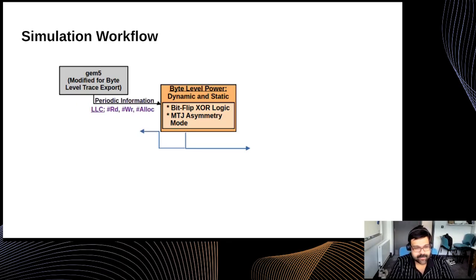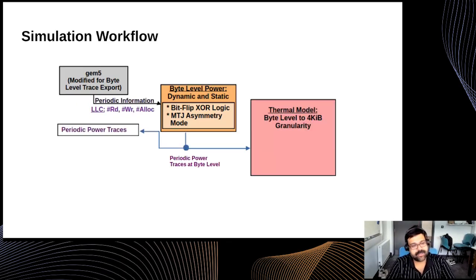Once this power is generated, these power traces will be sent as one of the outputs of the entire simulation framework, and we are also sending these periodic power traces at byte level to our thermal model.